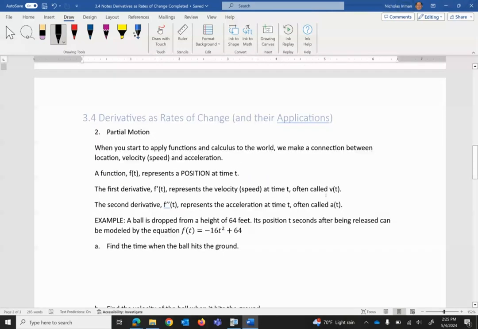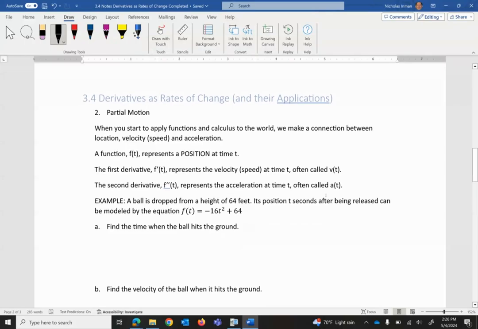All right, so another application of derivatives as rates of change. So again, derivative kind of talking about the slope of a tangent line, how a function is changing at a certain value of x. And it's the idea of particle motion.